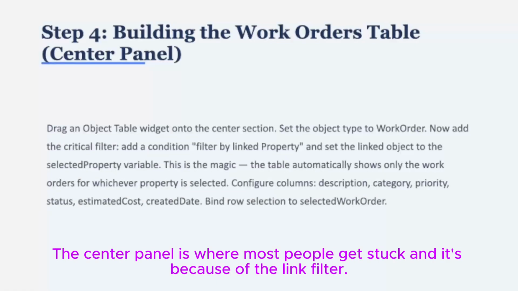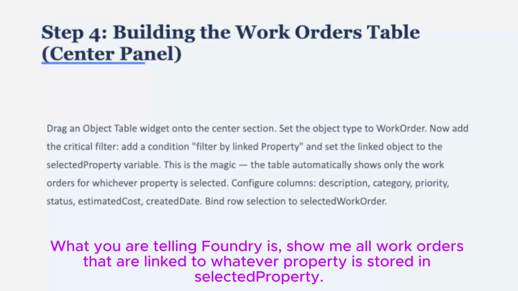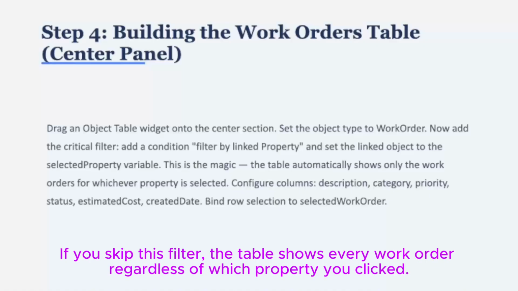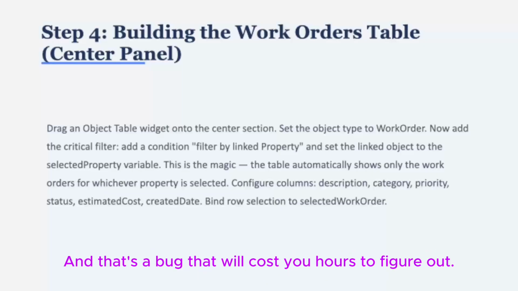The center panel is where most people get stuck, and it's because of the link filter. What you're telling Foundry is, show me all work orders that are linked to whatever property is stored in selected property. When that variable changes, the filter reapplies automatically and the table refreshes. If you skip this filter, the table shows every work order regardless of which property you clicked. And that's a bug that will cost you hours to figure out.